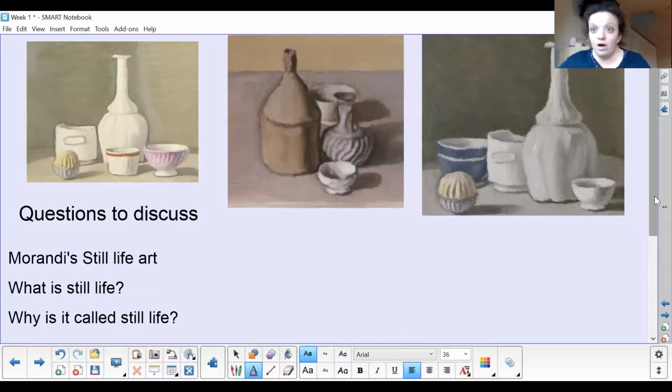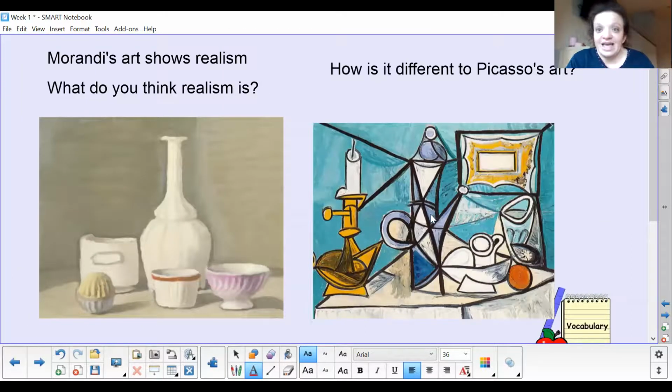So this is Morandi's artwork, and he does a lot of still life work. So still life is work that is completely and utterly still, and he's looking at it and he's drawing what's going on. So this is Picasso's work and this is Morandi's work. Now Morandi's artwork shows realism, while Picasso's still life painting of a candlestick and some pots and pans and things like that doesn't. What do you think realism is?